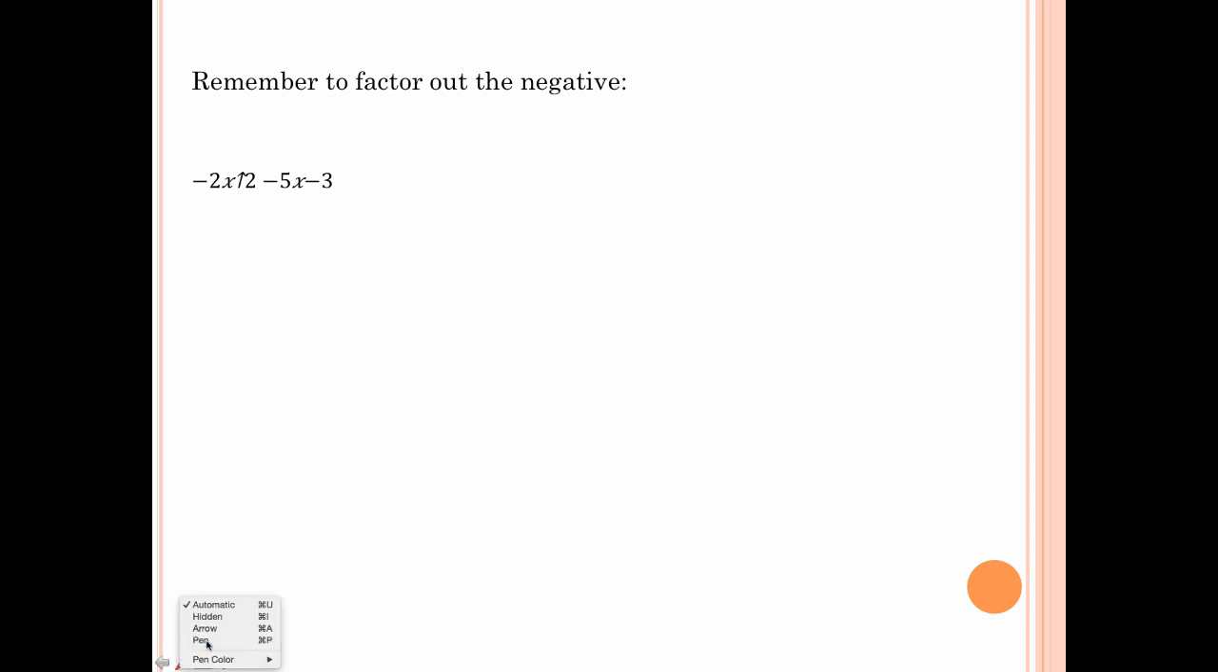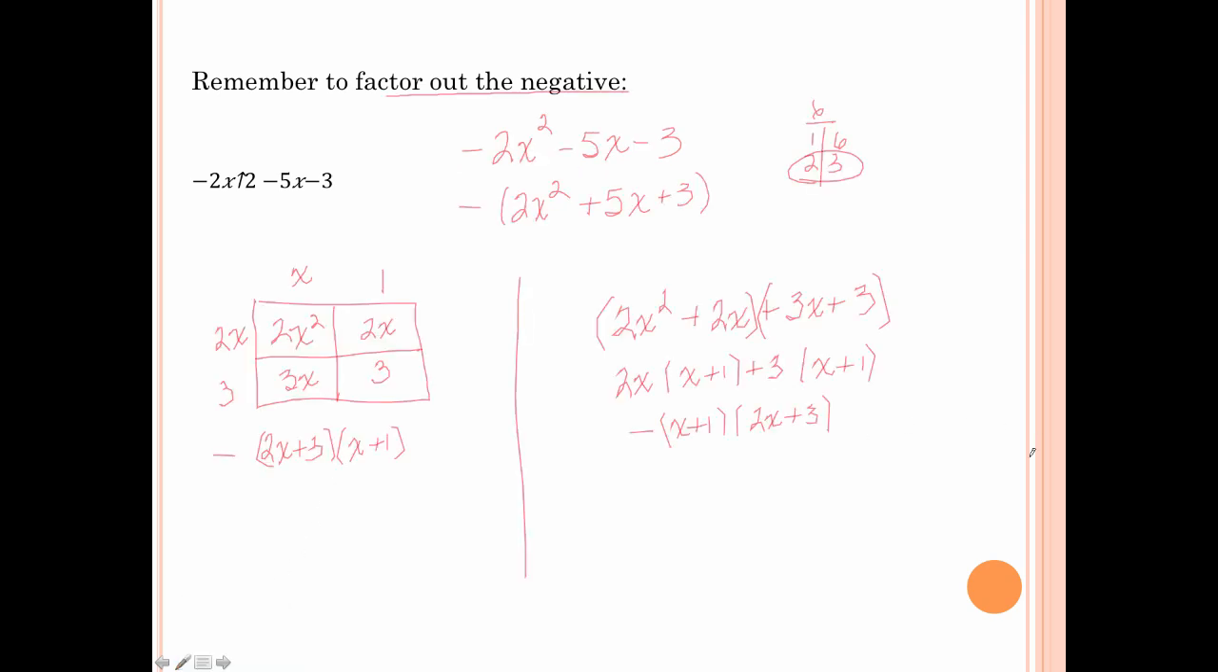Okay, sorry, I had technical problems again. Negative 2x squared minus 5x minus 3. And remember, I'm going to have to factor out the negative first. So go ahead and try this one, pause your video, and come and check back for the answer. Okay, and remember, since I factored out that negative, I need to add the negative on at the beginning of both of these, and using both the box method or factoring by grouping, I still came up with 2x plus 3 times x plus 1, and that whole thing negative.